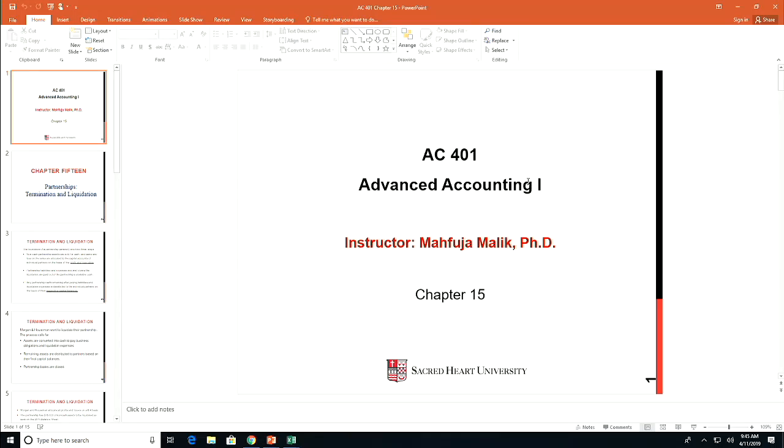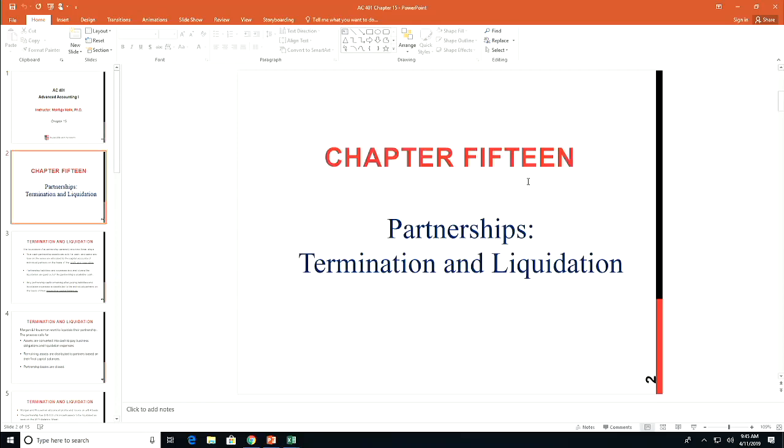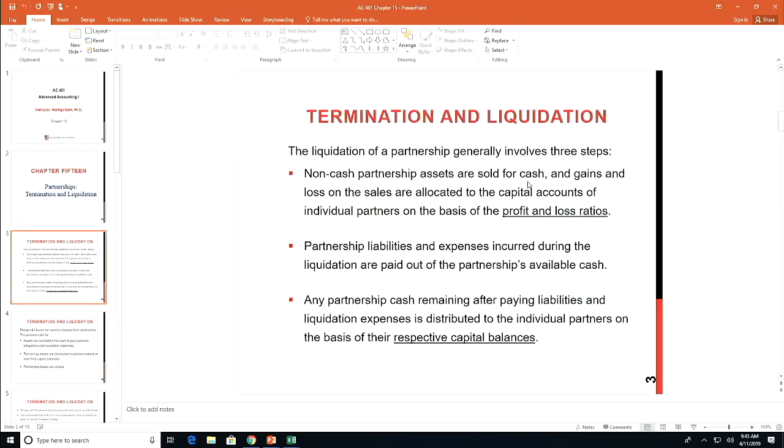So let's focus on the slides first. Okay, I'll go a bit fast, but if you have any question, please raise your hand, because the concepts are really important. It's only one concept, liquidation, but multiple steps. So here, all partners are deciding to terminate the business and liquidate the business. So what will happen? If you need to do this type of liquidation, just try to imagine.